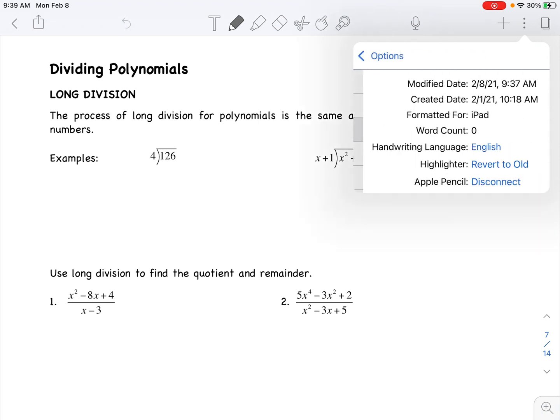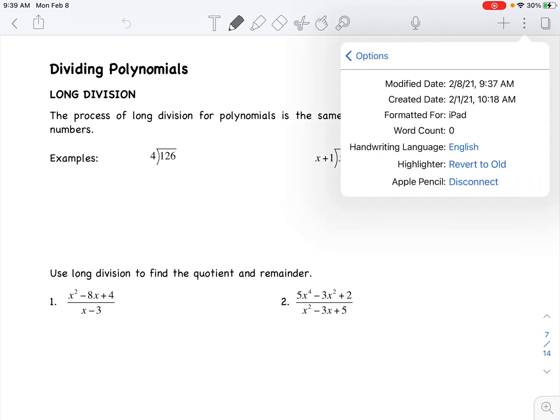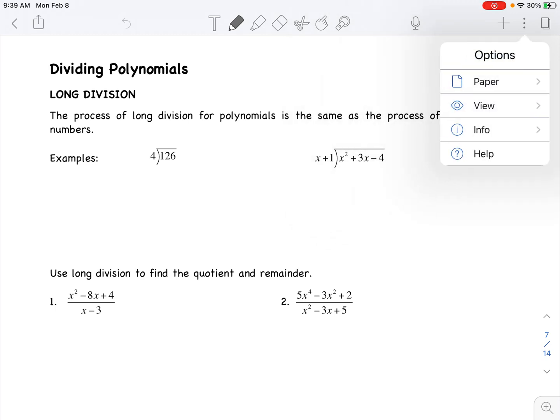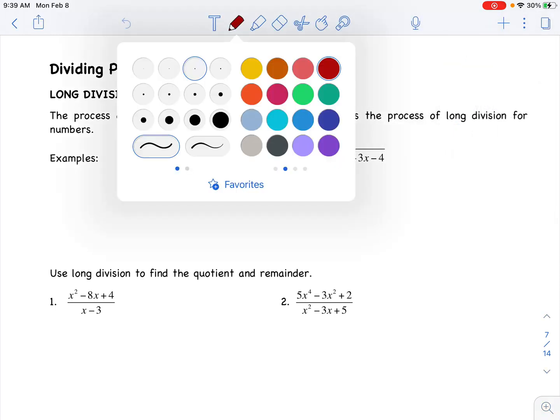Oops, hold on, my pen. Give me a sec. Okay. So 4 goes into 12 3 times.